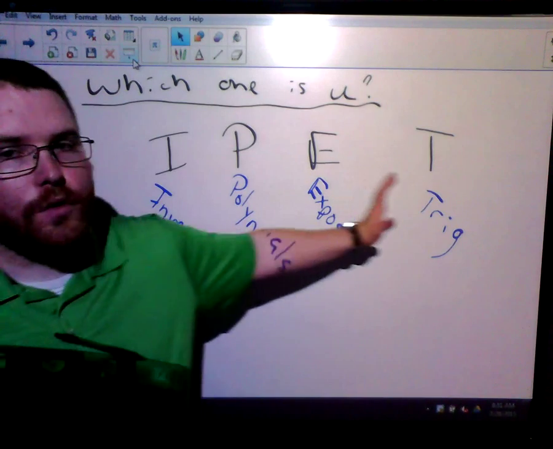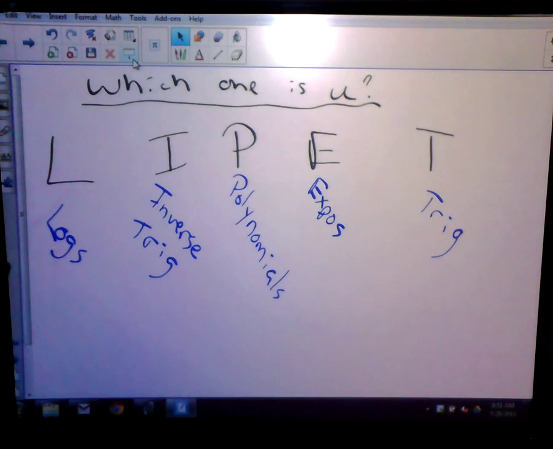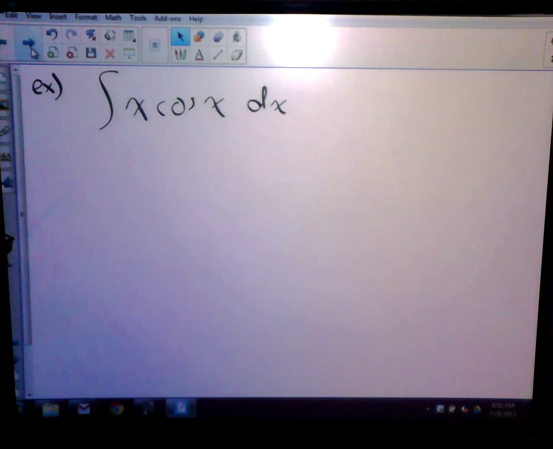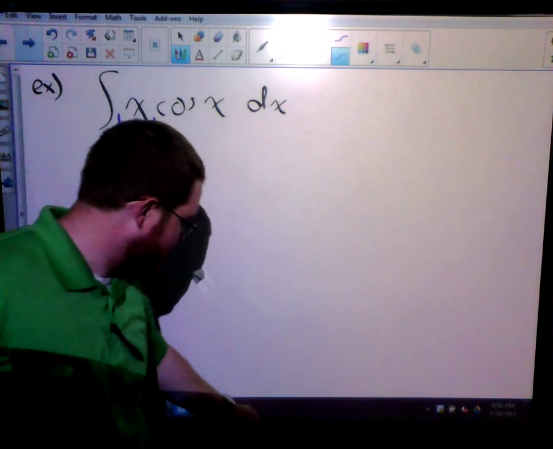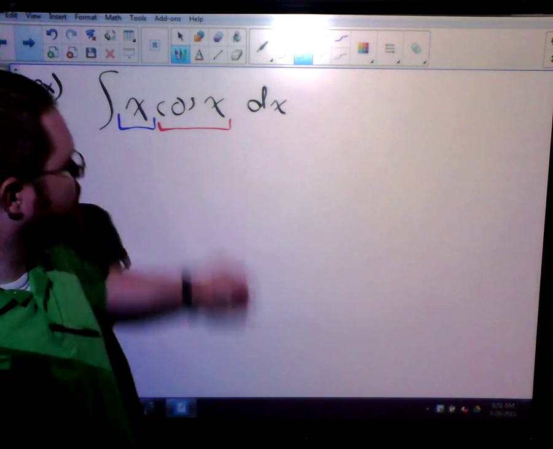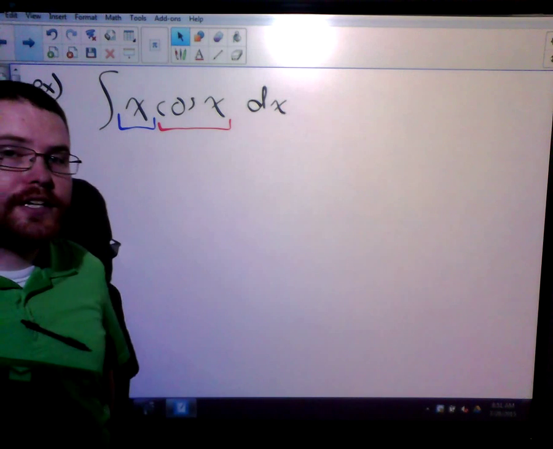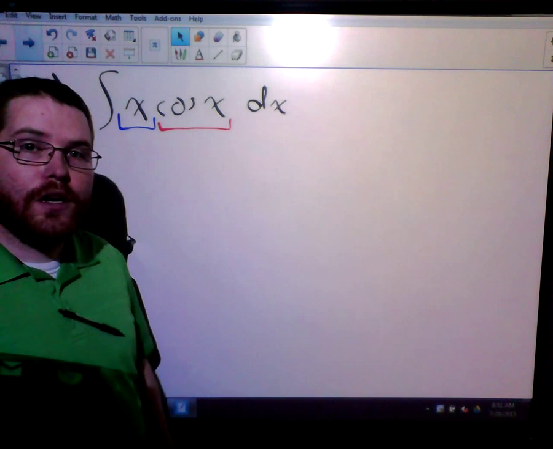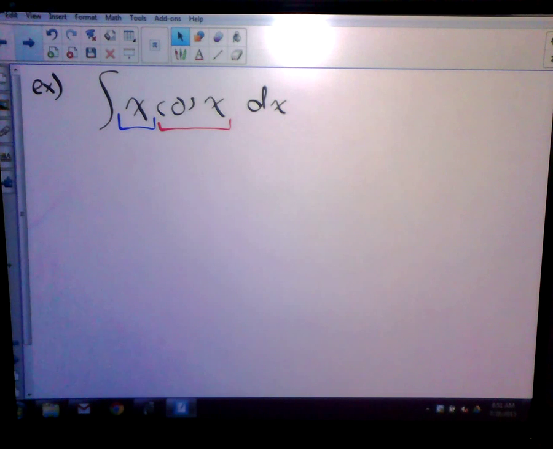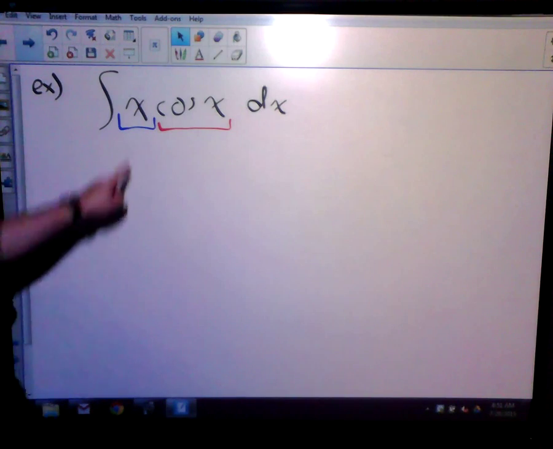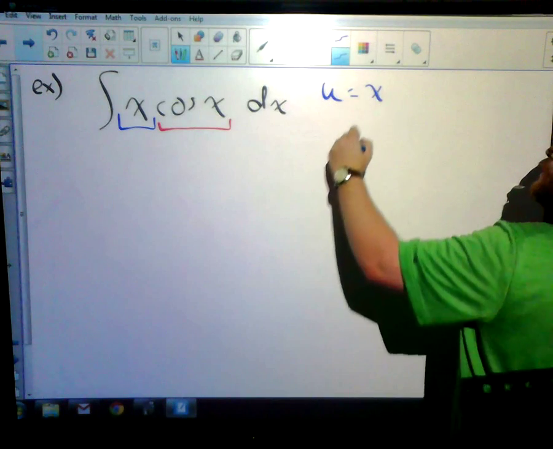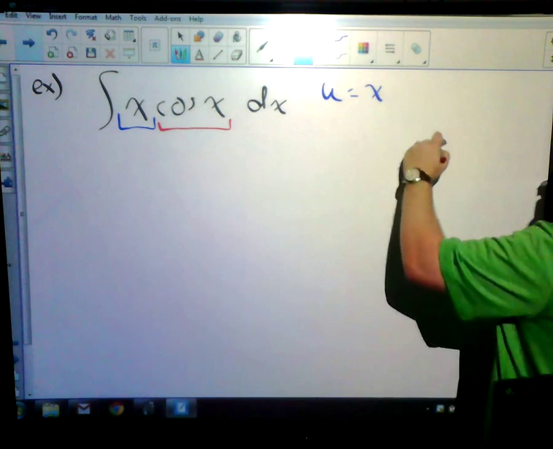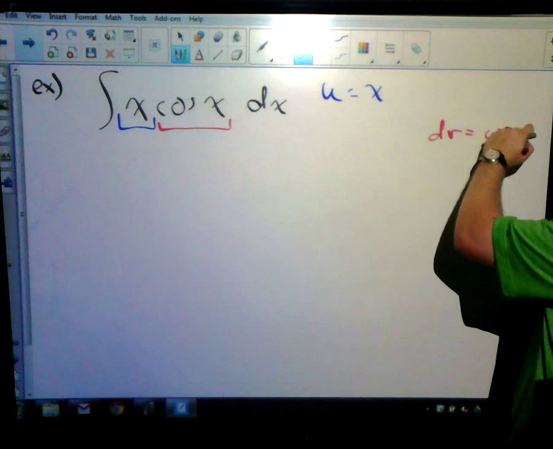So we're going to go in this order when it comes to what we call u, and then the other one is going to be dv. Much easier in practice, so let's try one. This is a product. I've got this is one function, and this is another function. So I'm going to use integration by parts. But the question is, which one do I call u, and which one do I call dv? Well, there's no logs. There's no inverse trig. There is a polynomial. x is a polynomial, so this is going to be my u. So u is going to be x, which means dv is going to be cosine x dx.